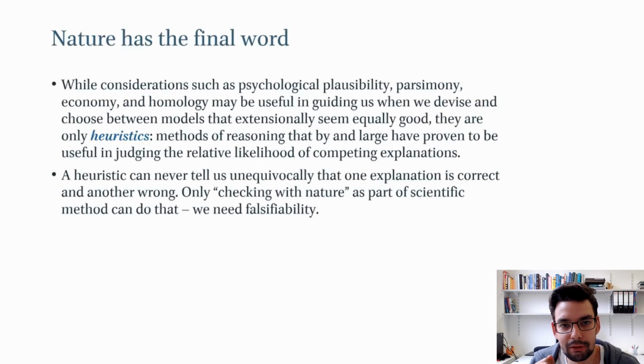So the only thing that can really tell us ultimately is the checking with nature part of the scientific method, right? So we need falsifiability to ultimately decide. So the most important principle to always keep in mind is falsifiability, and looking for that consequence that I can go and test and that can tell me whether I'm right or wrong.